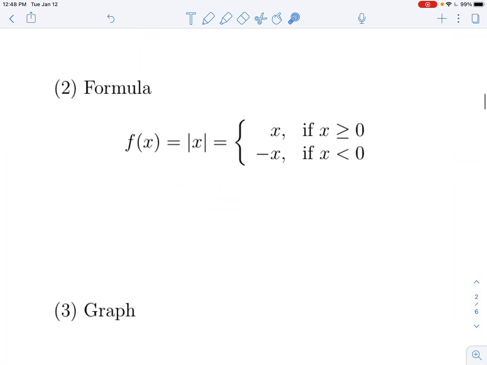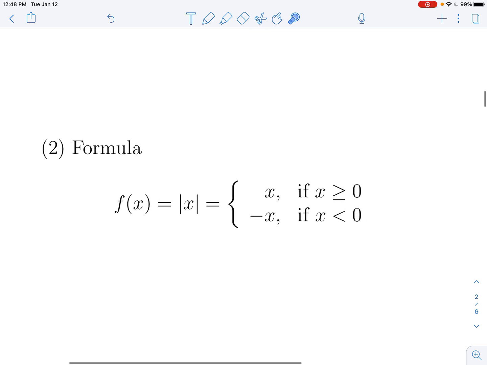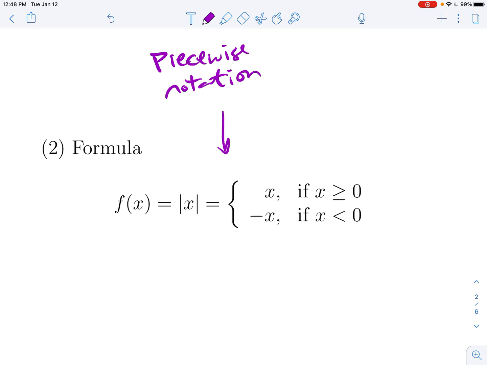Another way is in terms of a formula. And this is using something called piecewise notation that you will probably learn more about in pre-calc. But the idea is that we're explaining what this function does by breaking it into cases. What is the absolute value? Well, we're really saying two things. We're saying if we're looking at a number that's at least 0, then the absolute value of x is just x. Think of any positive number. The absolute value of that positive number is the same as the number we started with.